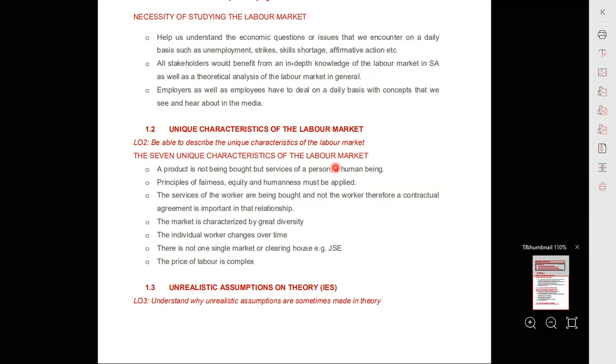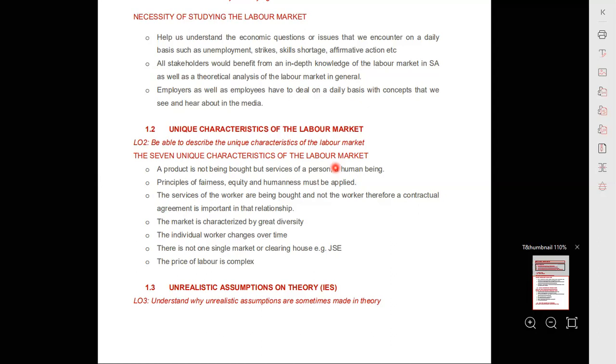If the worker is an accountant, we are trying as much as possible to benefit from those accounting services that the worker can offer, not the accountant himself. We are not buying the accountant, but we are buying the services of the accountant.